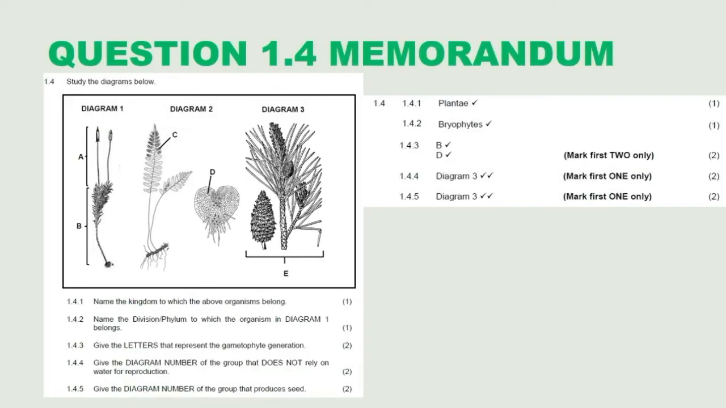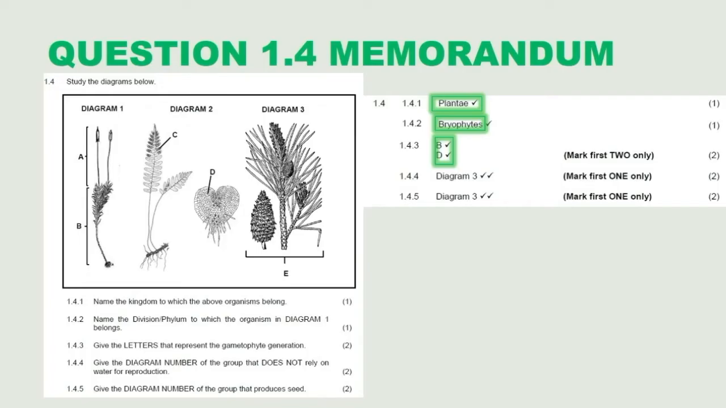So let's move over to the memorandum. Question 1.4.1 wants the kingdom, which is the plant kingdom. 1.4.2 wants the phylum, which is the bryophyte, because it was diagram 1. Then 1.4.3, give only the letters. The letters are B and D, and we only mark the first two.